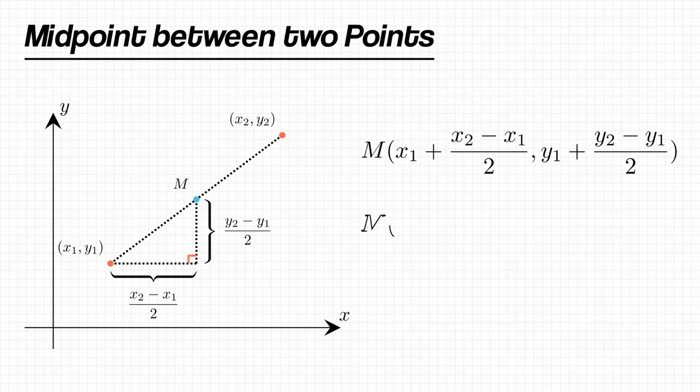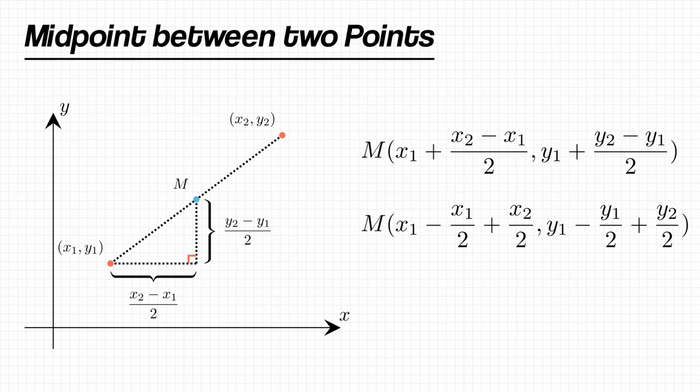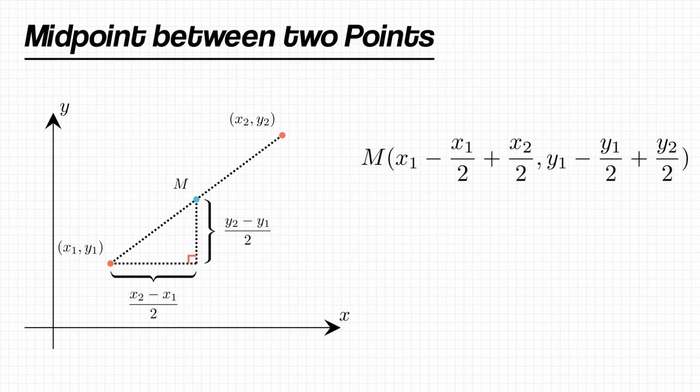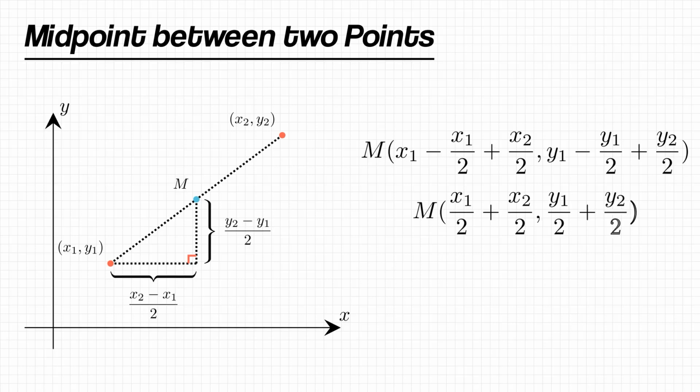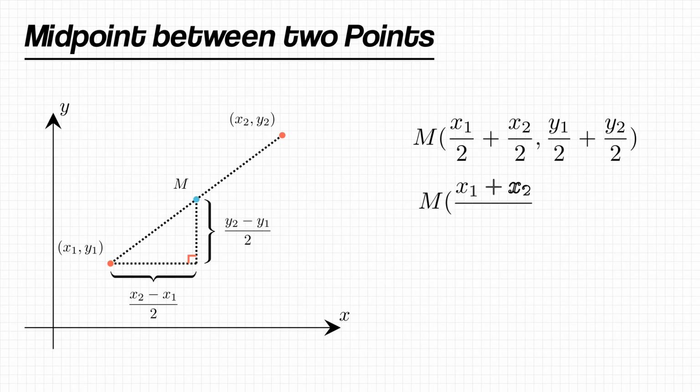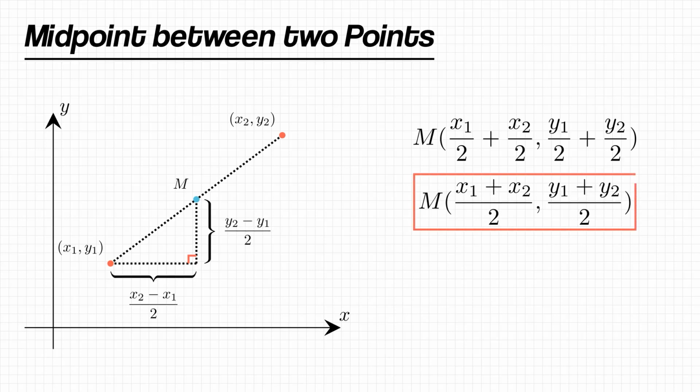To simplify, we can start by splitting the fractions into 2 fractions. x1 minus a half of x1 would leave us with a half of x1, and similarly for y. Now we can rewrite the x and y coordinates as single fractions, and we see to get the midpoint between any 2 points in the plane, we simply just need to average their coordinates.